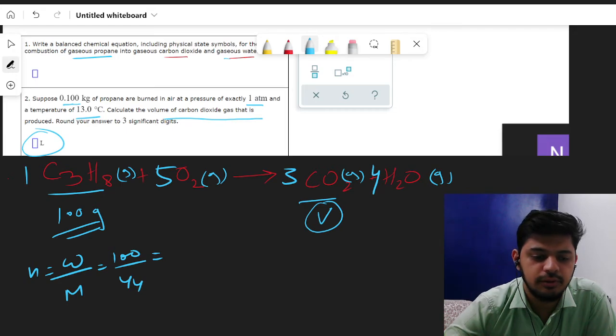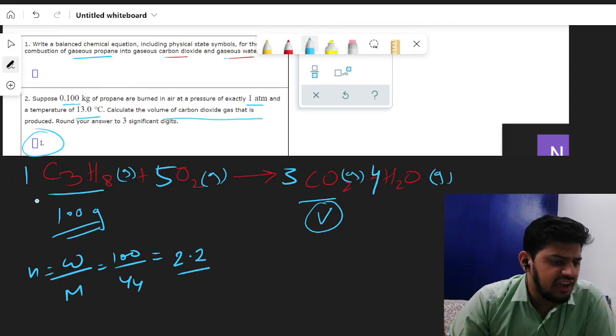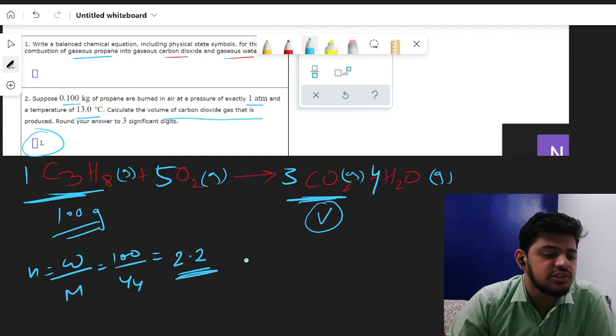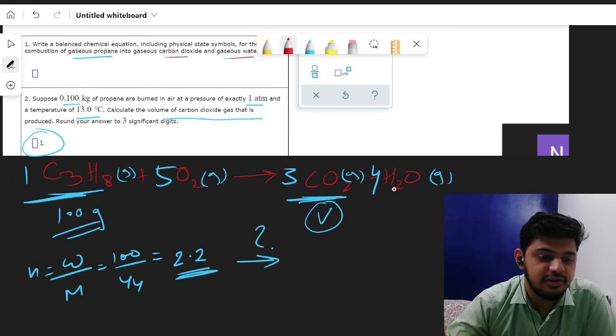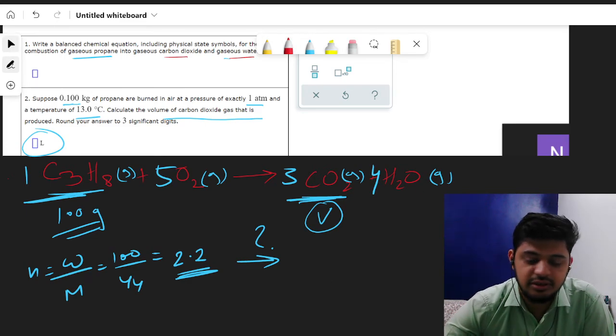Very good, 2.2. Now see, if 1 mole is making 3 moles of carbon dioxide, tell me, 2.2 moles will give how much moles of carbon dioxide? If 1 mole is making 3 moles of this, how many moles of carbon dioxide will form from 2.2? Very good, 6.6.